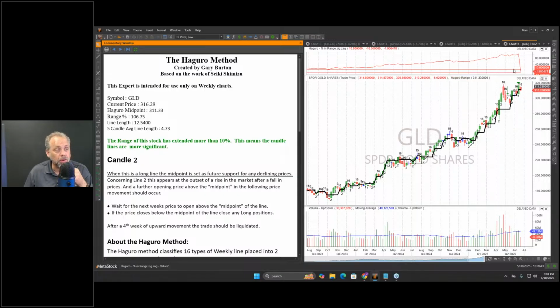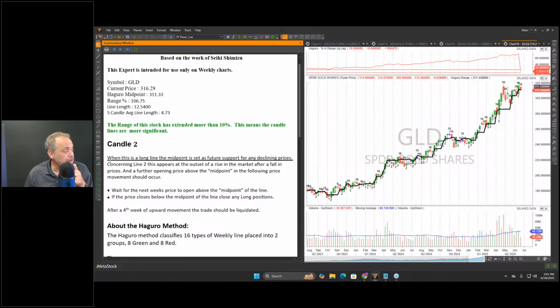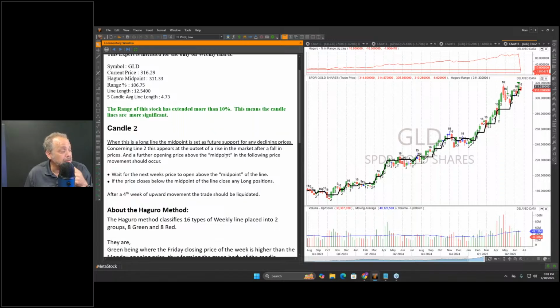Okay, so it's a candle 2. We're extended in range. Like now it's starting to look like it might pull back, and you can kind of see that. But right now for our last completed chart, we're extended in range. And it says when you have a candle 2, when this is a long line, the midpoint is set for future support and resistance for declining prices. Concerning line 2, this appears at the outset of a rise in the market after a fall in prices, and further opening price above the midpoint in the following price movement should occur.